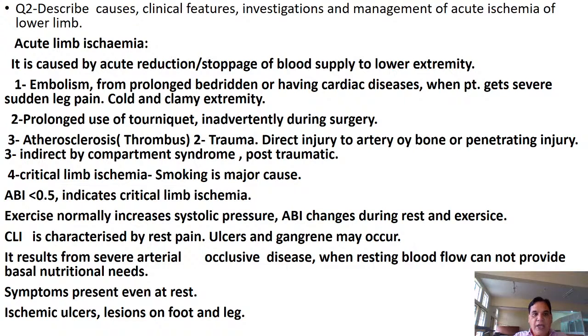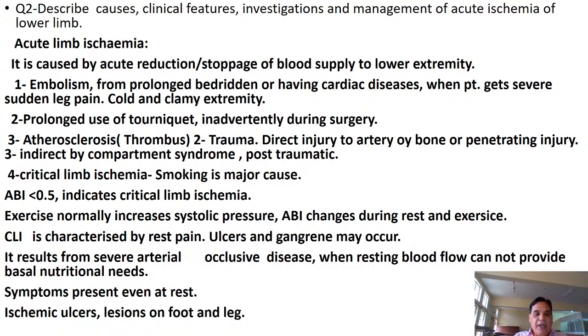Remember the difference. Acute limb ischemia is caused by acute reduction or stoppage of blood supply to the lower extremity. Very common in the lower extremity. Acute limb ischemia, ALI. The causes are totally different. Remember, you must know this. Embolism from a prolonged bedridden or a cardiac disease patient. Whenever these patients, either a bedridden ICU patient or a cardiac patient, get severe leg pain, cold and clammy extremity, it goes in favor of an embolism.